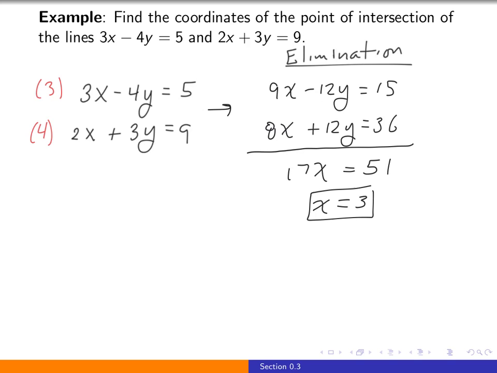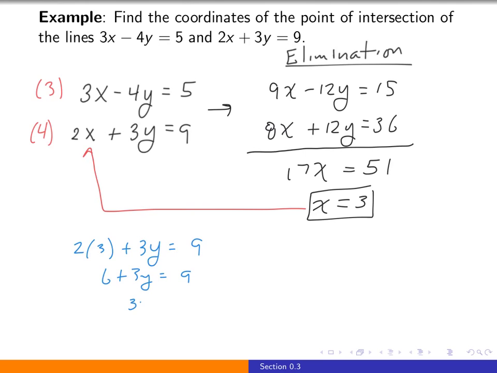Once we know the value of x, just as we did in the previous example, what we need to do is take that and plug it in to one of our original equations and solve. So let's go ahead and plug x equals 3 into that second equation. When we do so, we end up with 2 times 3 plus 3y equals 9. So 6 plus 3y is 9. Subtract 6 from both sides. 3y is equal to 3, so y is equal to 1.